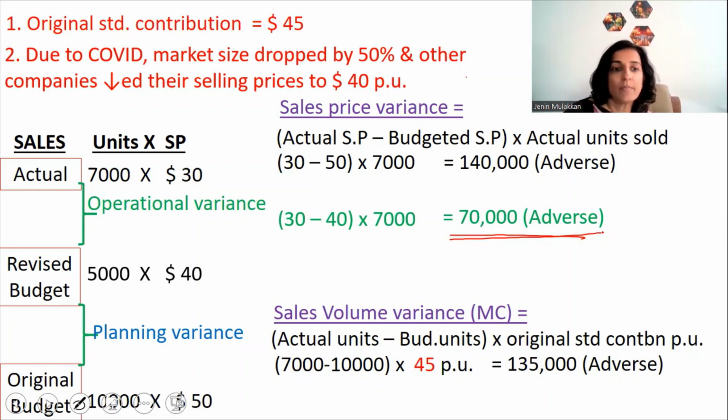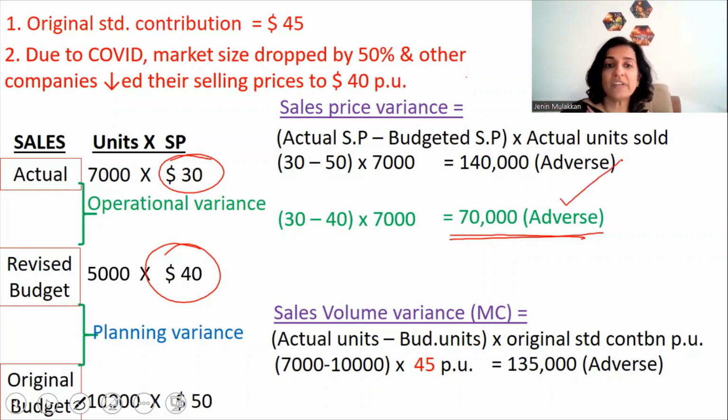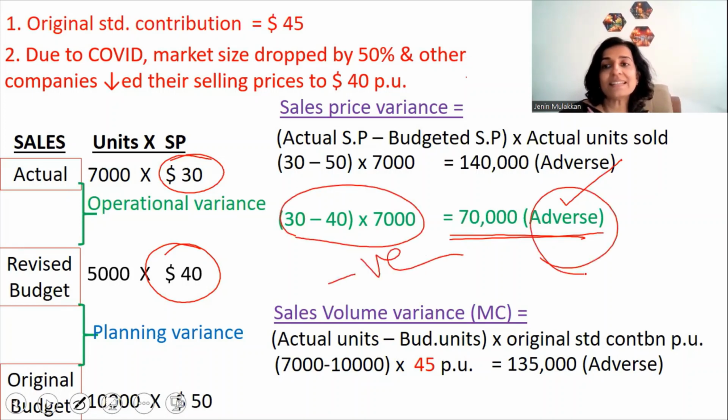$70,000 adverse, because as per the revised budget, we were supposed to sell at $40. But at what rate did we sell? We sold only at $30. That is, we reduced the selling price even further. That is why it is evidenced by an adverse variance. Here again, when you solve this, if you get a negative figure, we can understand that the variance is adverse.